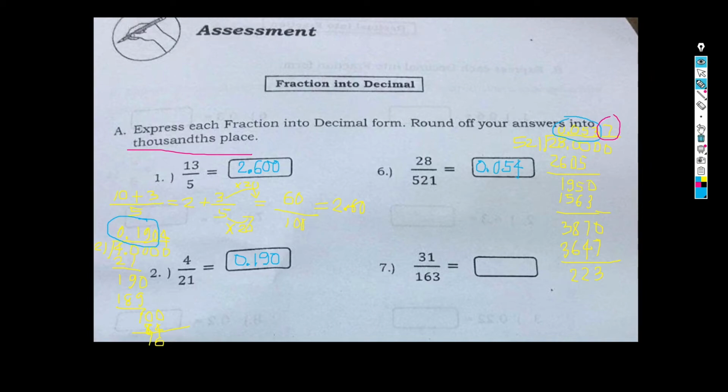0.054. Okay, let's go to number 7, the last one. 31 divided by 163. We will put it here. 31 divided by 163.